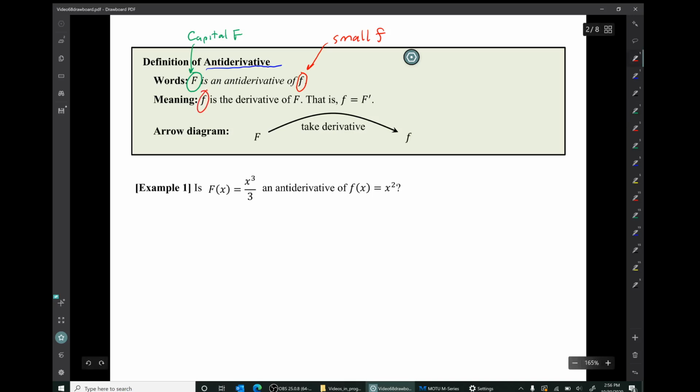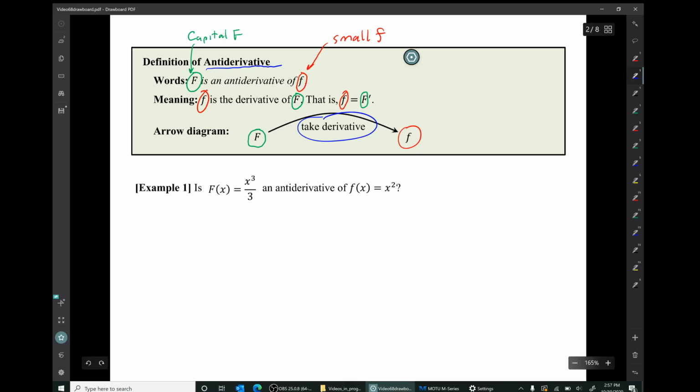Little f is the derivative of capital F. That is, little f is capital F prime. It helps sometimes to think of this in terms of a diagram. To say that capital F is an antiderivative of little f means that if you start with capital F and you take its derivative, you end up with little f. So this sentence, capital F is an antiderivative of little f, is just another way of saying that little f is the derivative of capital F.